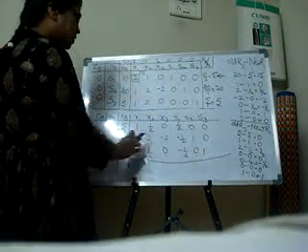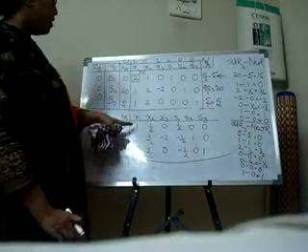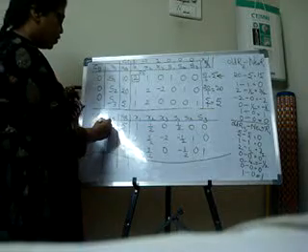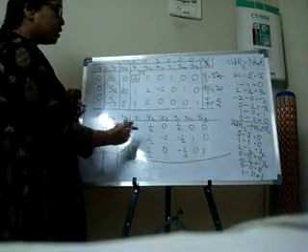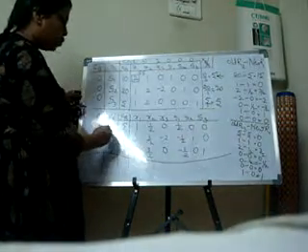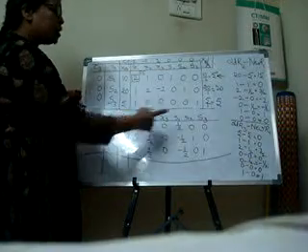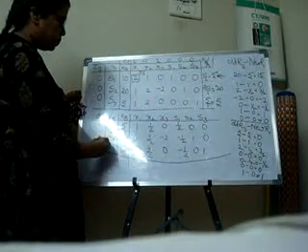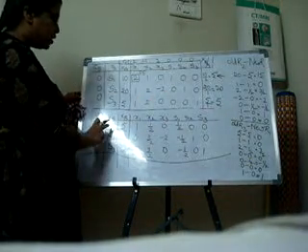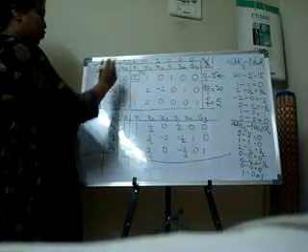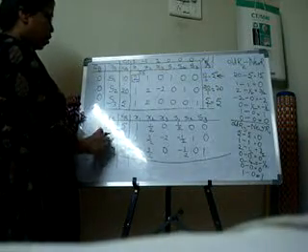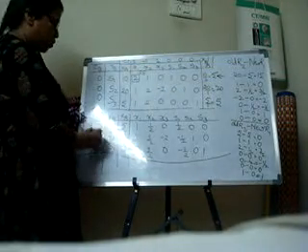Where is the identity matrix here? Where is 1, 0, 0? 1, 0, 0 is at x1, 0, 1, 0 is at x2, and 0, 0, 1 is at x3. Now what is the cost of x1? 2. Cost of s2? 0. Cost of s3? 0.